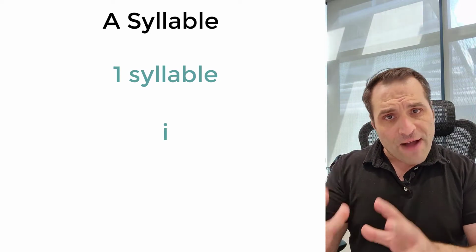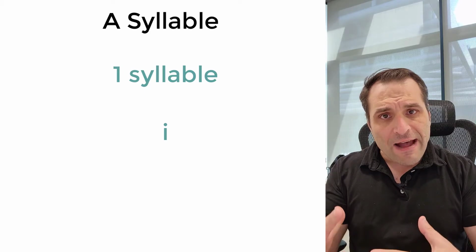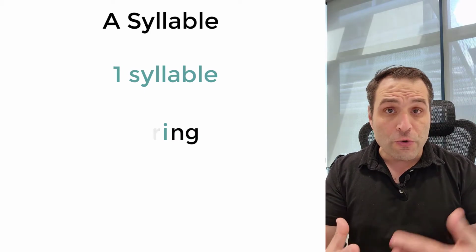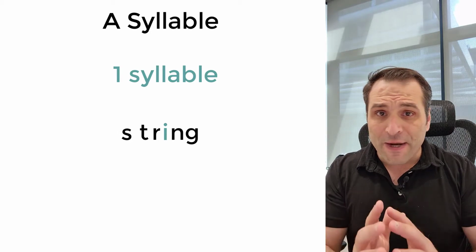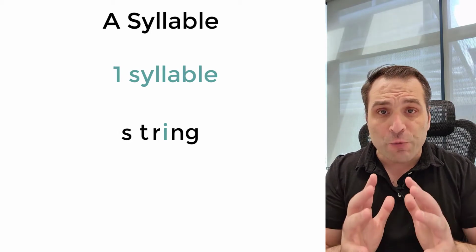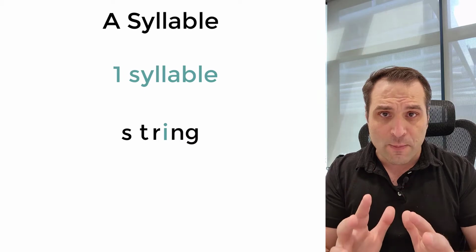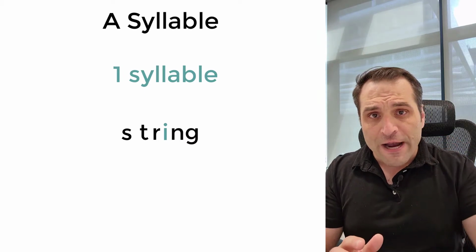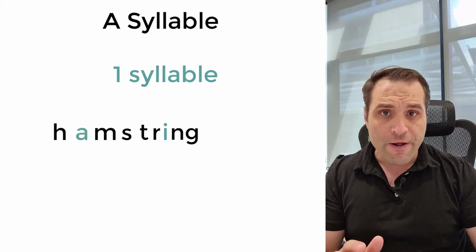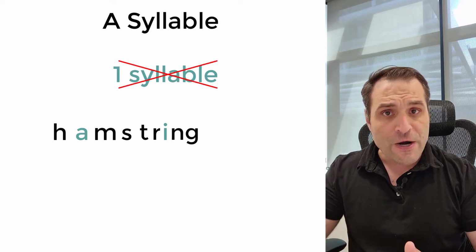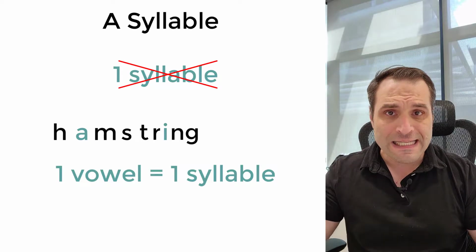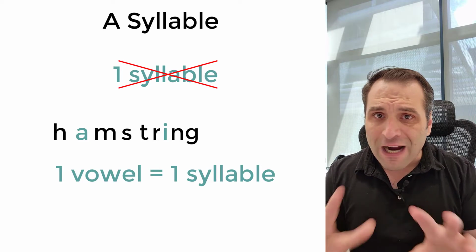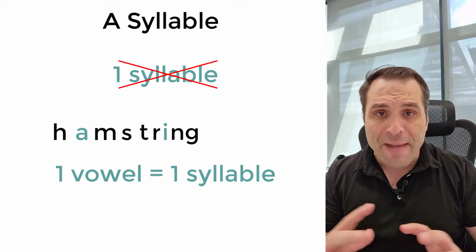But this vowel can actually have 1, 2, or 3 or more consonants with it. But it wouldn't matter. It would still be one syllable. The moment you add another vowel to the word, then it has another syllable. So one vowel equals one syllable. The number of consonants does not matter.